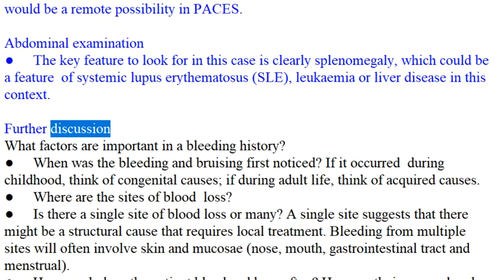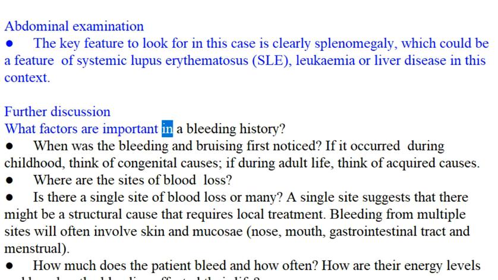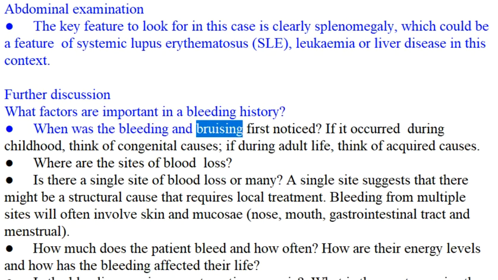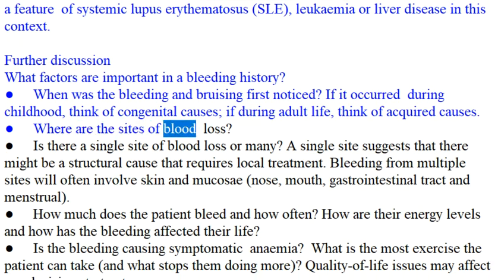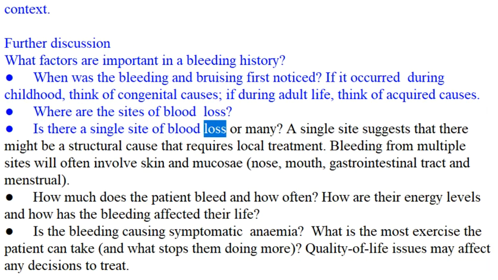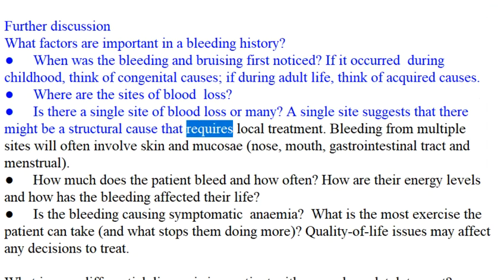Further discussion. What factors are important in a bleeding history? When was the bleeding and bruising first noticed? If it occurred during childhood, think of congenital causes. If during adult life, think of acquired causes. Where are the sites of blood loss? Is there a single site of blood loss or many? A single site suggests that there might be a structural cause that requires local treatment.